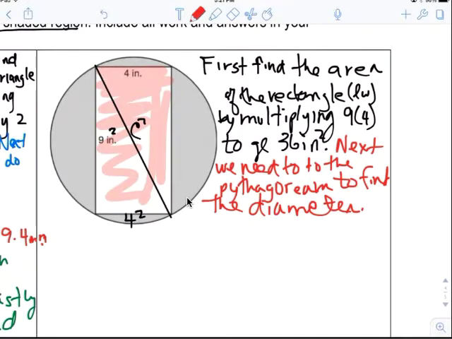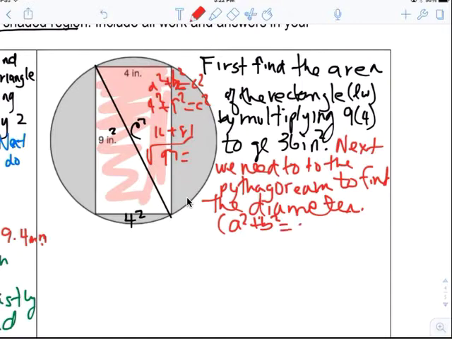A squared plus b squared equals c squared. 4 squared plus 9 squared. 16 plus 81, 97, and the square root of that is close to 10, 9.8. The diameter is 9.8.